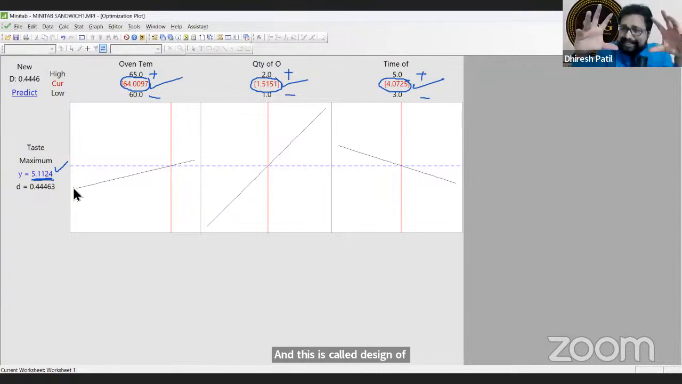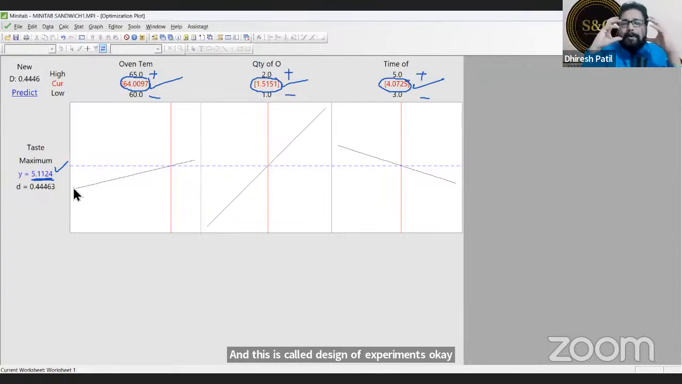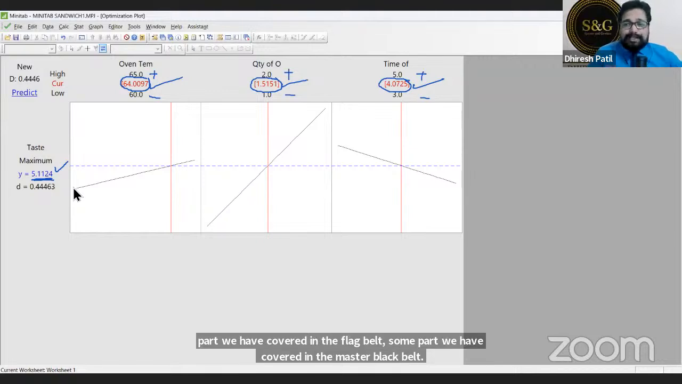Okay. This is just a small part of it. There is so much in design of experiments. It's an ocean. Okay. It's absolutely an ocean. Some part we have covered in the black belt. Some part we have covered in the master black belt. And this will take you to the next level. Okay.